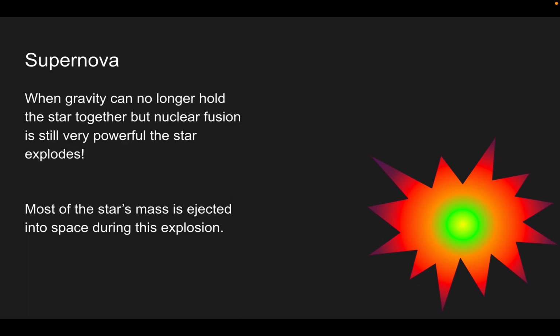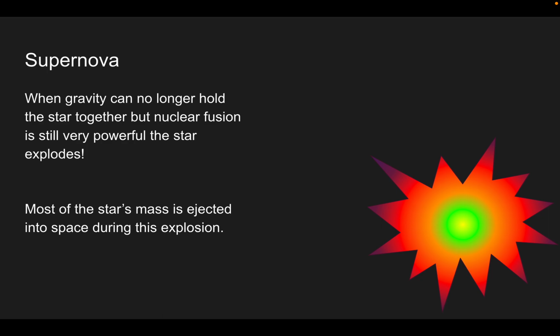Both the giants and supergiants turn into supernovas. So when gravity can no longer hold the star together, but nuclear fusion is still very powerful, the star explodes. So most of the star's mass gets ejected into space during this explosion.